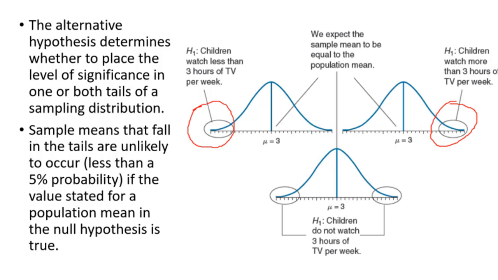But if we are uncertain about the number of hours children watch TV, then it will be a non-directional hypothesis and we will place the significance level in both directions, in both the tails.